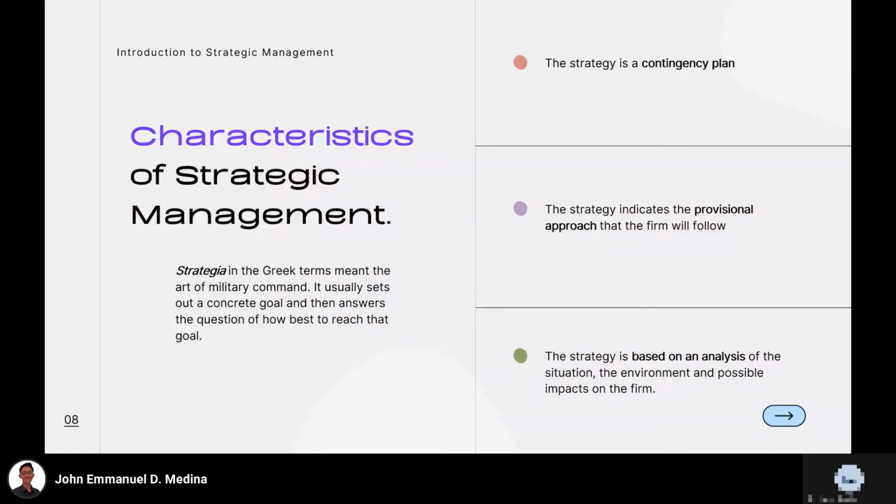Second, the strategy indicates the provisional approach that the firm will follow depending on the particular situation without going into full details. It has to be fine-tuned before it is actually implemented. Third, the strategy is based on an analysis of the situation, the environment, and possible impacts on the firm. It offers a differentiated perspective, allowing for complexity and uncertainties.